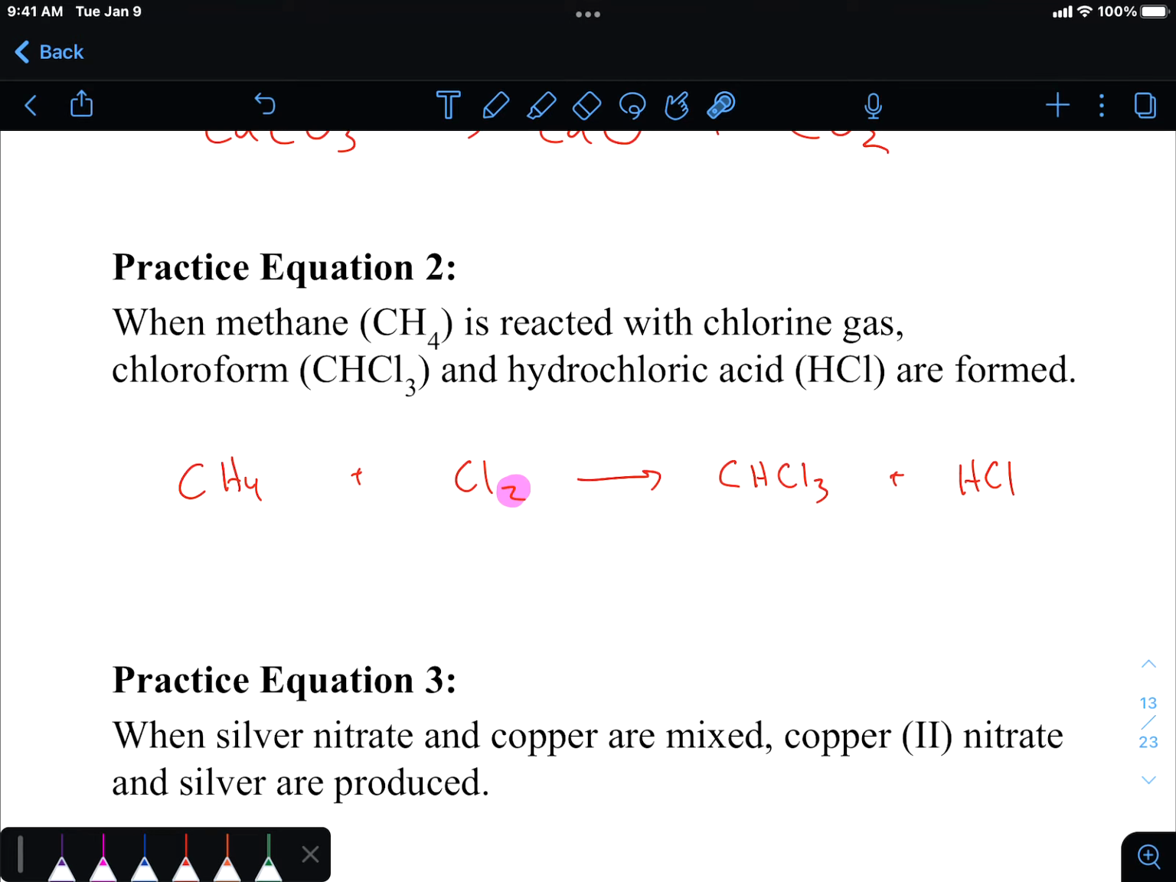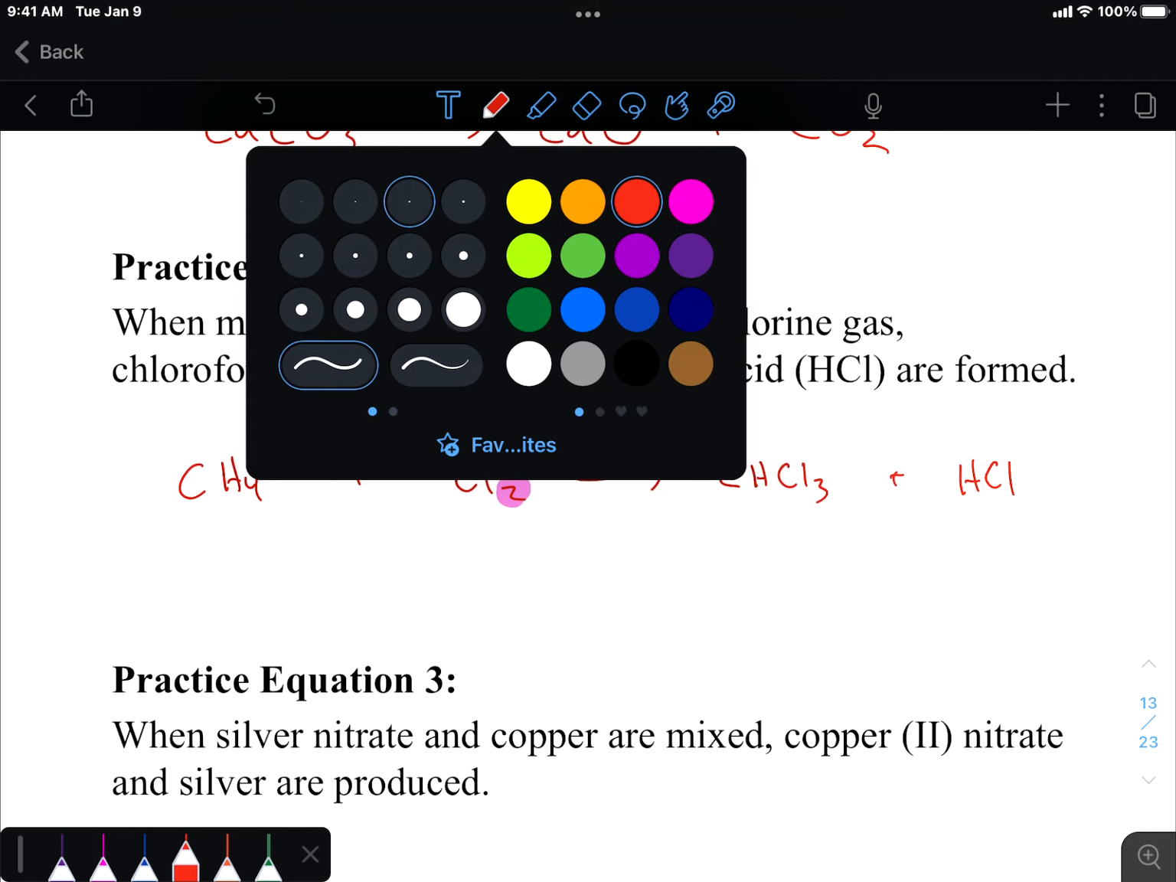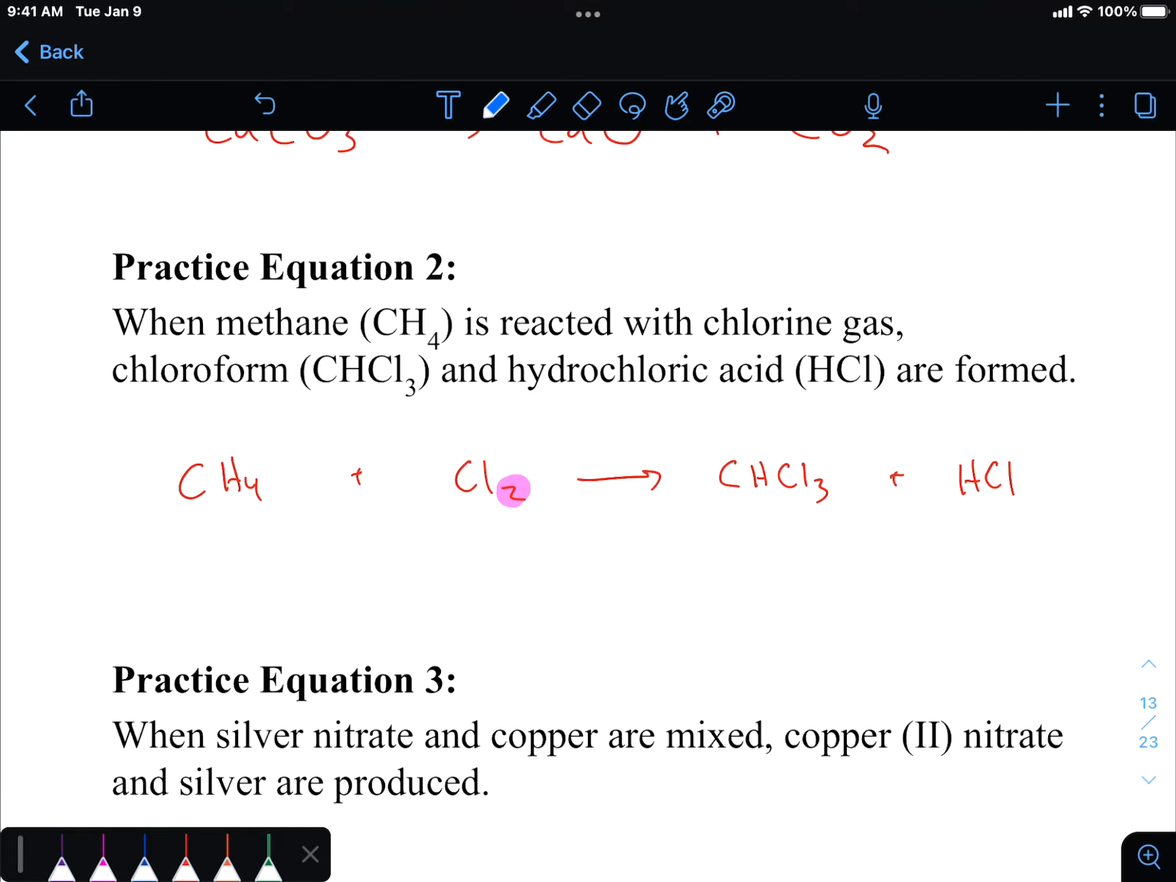So sometimes you just got to jump in and try some numbers, and if you need to erase them and change them, so be it. So let's start with a 3 here. By putting a 3 there, what that does for me is that makes the number of H's on the product side 4, because I had 4 H's on the reactant side. So if the H's are 4 on both sides, now we move to the chlorines. 3 chlorines here and 3 chlorines here, so that's 6 chlorines. So I can get 6 chlorines on the reactant side, no problem. All I have to do is put a 3 here.